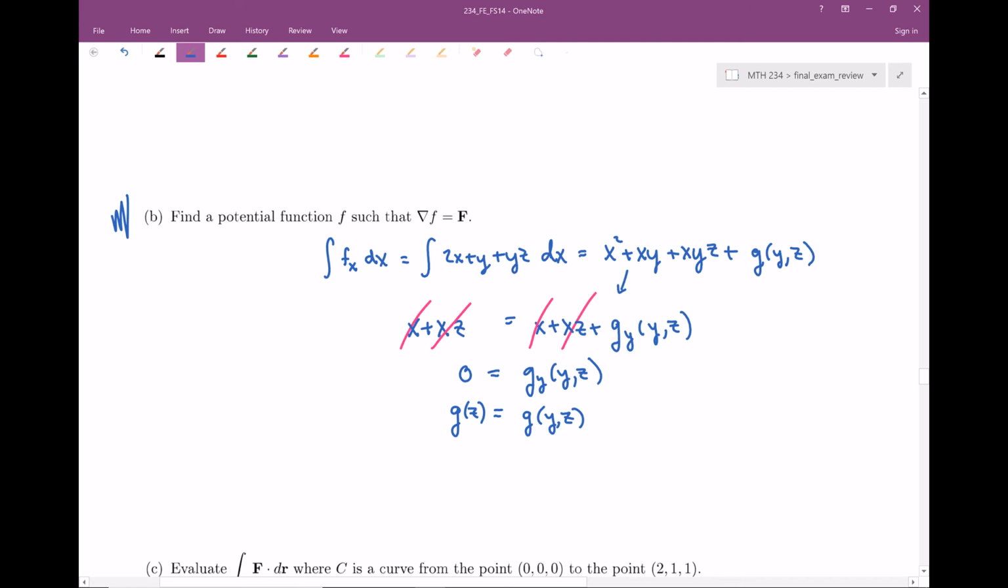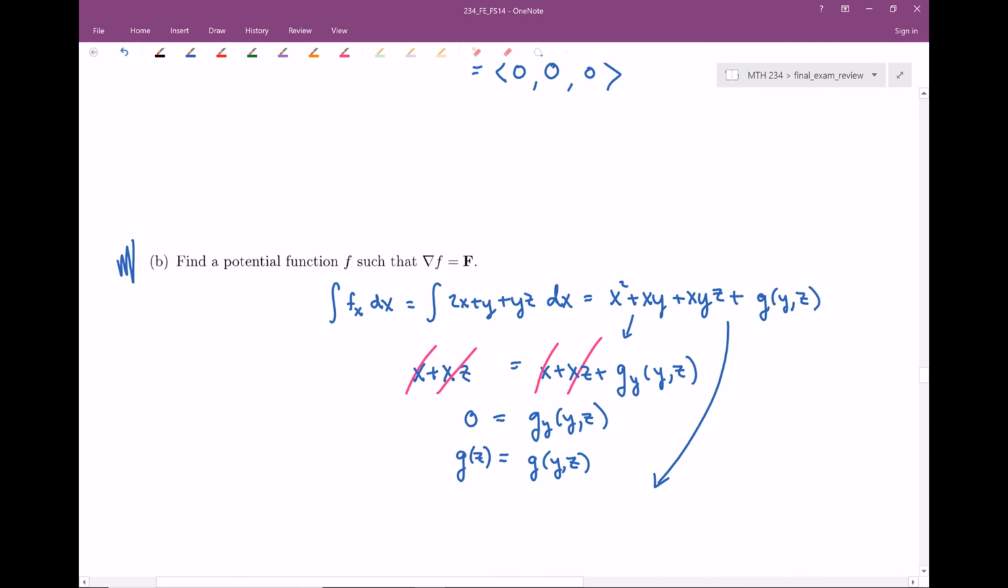Okay, finally, let's take the derivative with respect to z. If I take the derivative of this with respect to z, I'm going to get 0, 0, xy, plus the partial of, well, actually we found that this only has z's in it, so you can go ahead and rewrite this as just g of z. And I need to take the derivative of it with respect to z. I'm just going to use the prime notation, g prime of z. It only has one variable, so this is not ambiguous or anything like this.